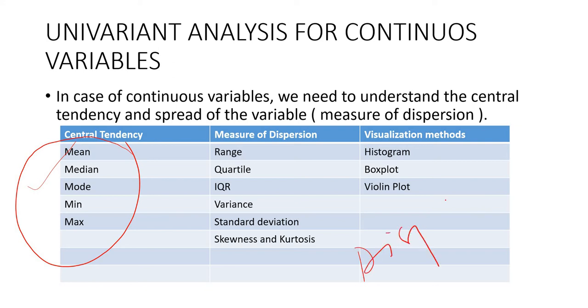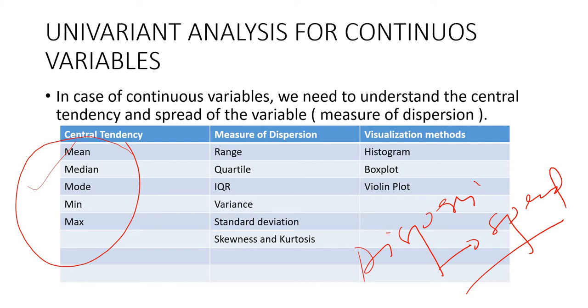Dispersion means the spread. I can give you two examples. One data set is 21, 22, 26, 25. The spread is less here. I'm giving another set of data: 15, 7, 20, 25, 96. The spread is more. So this is the difference.